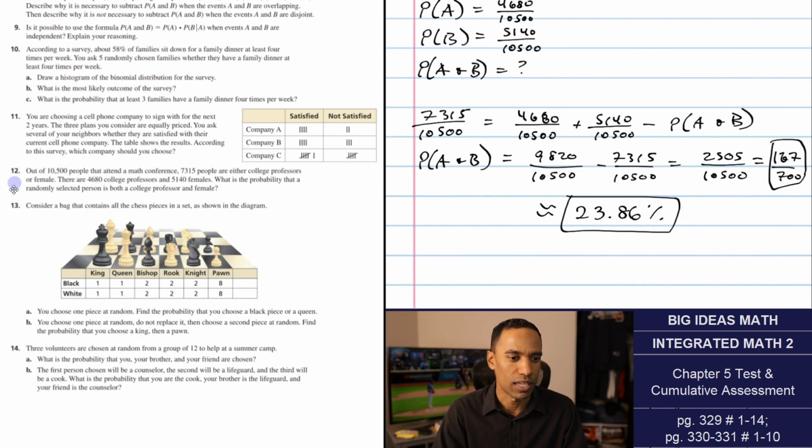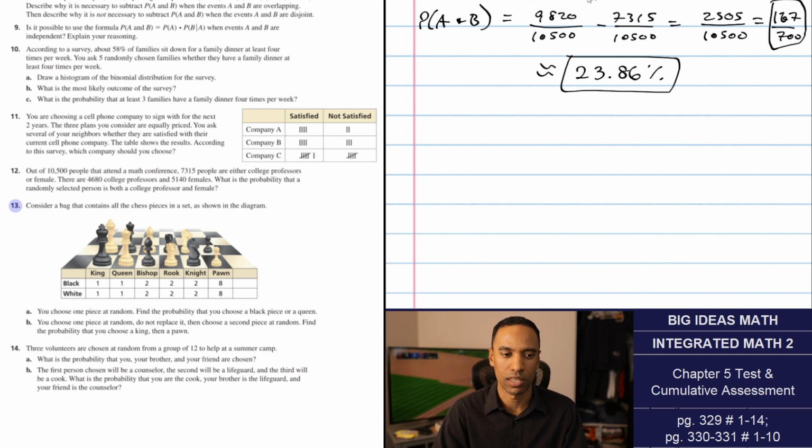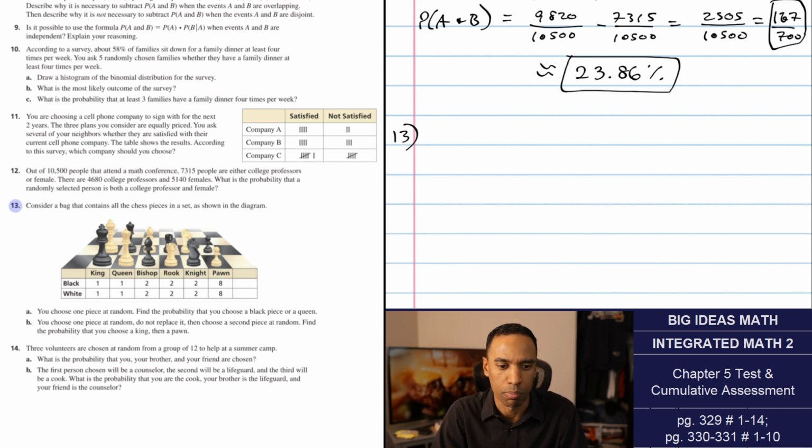All right, number 13. Consider a bag that contains all the chess pieces in a set as shown in the diagram. That is a proper amount of everything, indeed. They should have a surplus, of course, in case some are lost. A. You choose one piece at random. Find the probability you choose a black piece or a queen. First of all, I don't know what the extra column's for. We'll see. But maybe totals. But you choose one piece at random. Find the probability you choose a black piece or a queen.